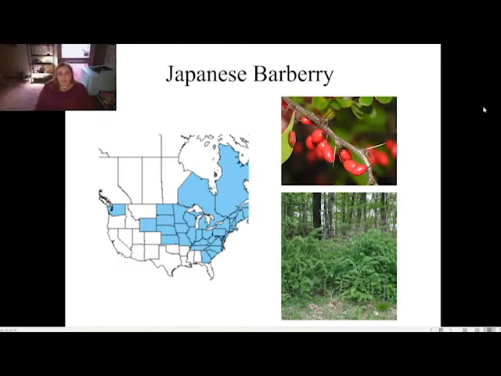And unfortunately, it's almost impossible to eradicate. So it arrives in the woods by birds that will eat the berries. They'll eat the berries and then they'll poop out the seeds and they'll start growing.